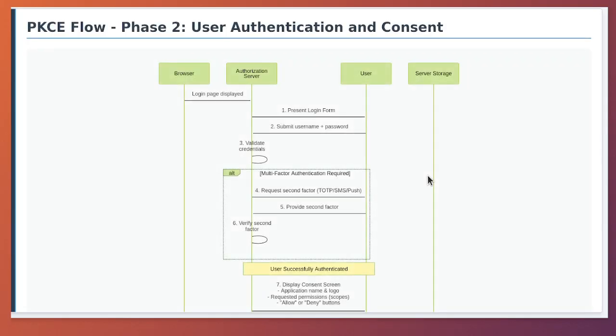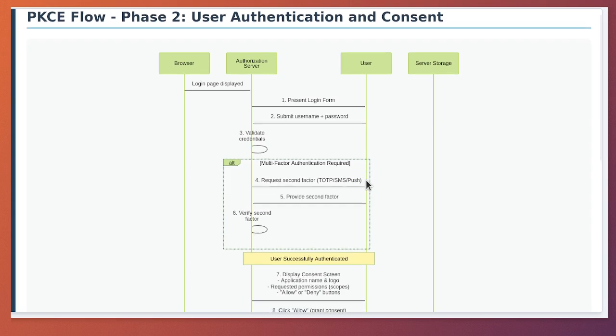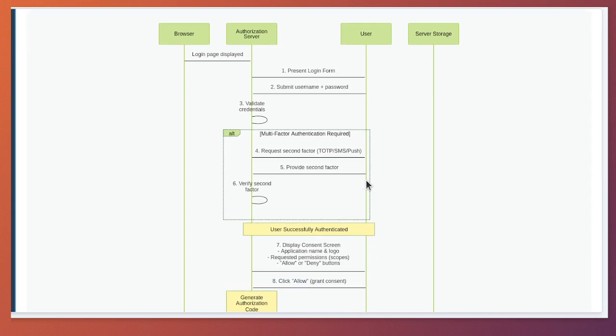PKCE Flow Phase 2. User Authentication and Consent. In this second phase, the user interacts directly with the authorization server, which is the identity provider, such as Google or Microsoft. Their purpose is to prove their identity and grant permissions to the client application, meaning the application they are trying to access. This is a critical security boundary where the user must authenticate themselves, or prove who they are, and make an informed decision about granting access to their resources.